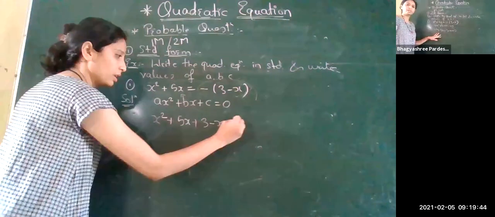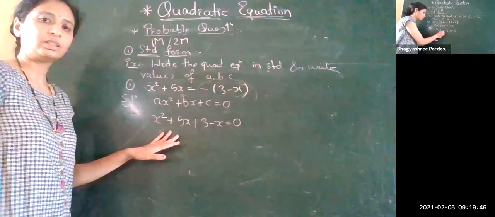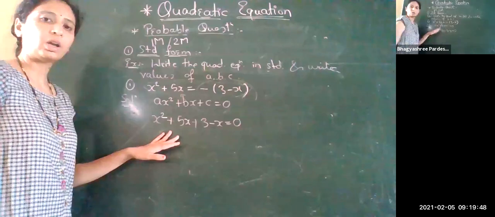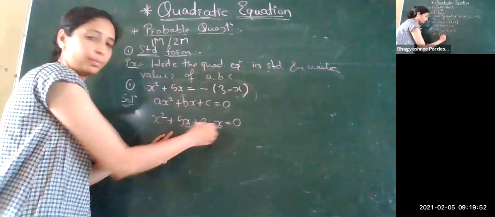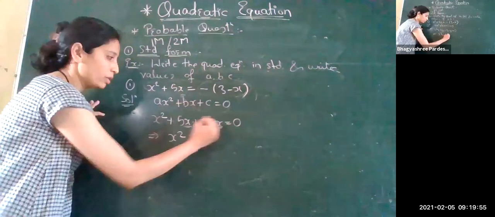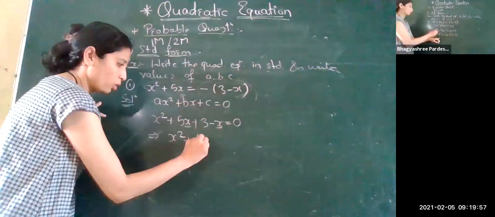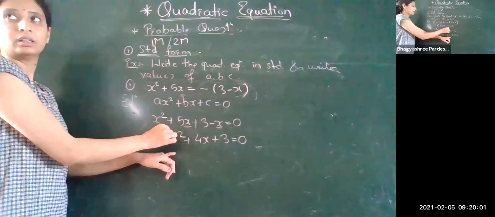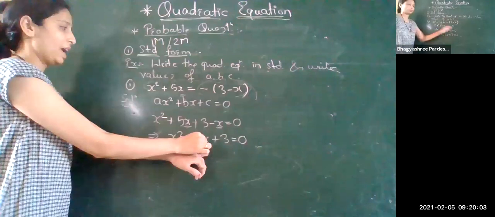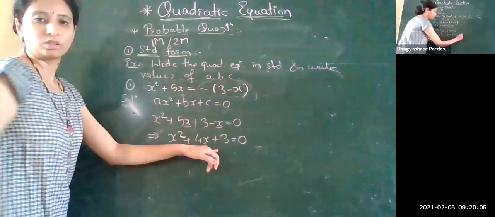Now whether it is in standard form, this term is remaining. So convert them. So this is x square, 5x minus x, 4x, and plus 3 is equals to 0. Now look here. First is the term of x square, next is the x term, and finally is the constant form. So now this is the standard form.